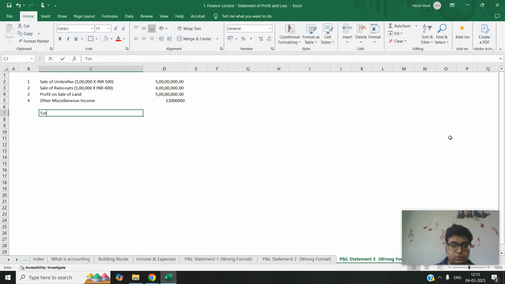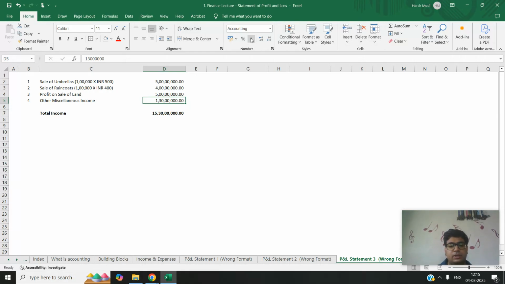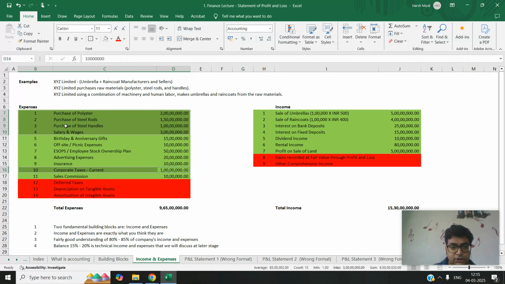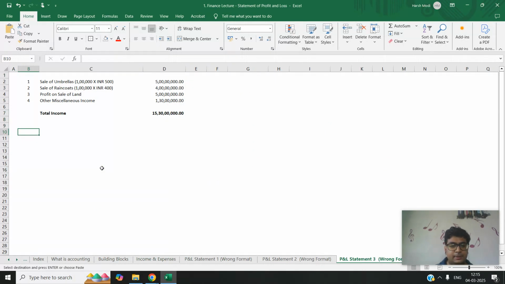And then of course he totals the income up, and he arrives at exactly the same total income that Akshata and I arrived at. The only difference is the presentation format. Now Srinivas once again takes the same approach on the expenses side. He studies the expenses and realizes that XYZ Limited has four major expenses, which are purchase of raw material, salary and wages, and corporate taxes. So he decides to list these expenses separately.